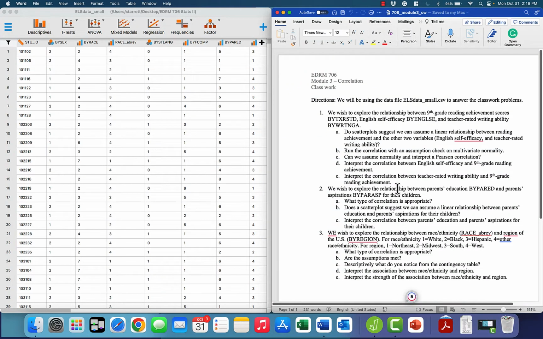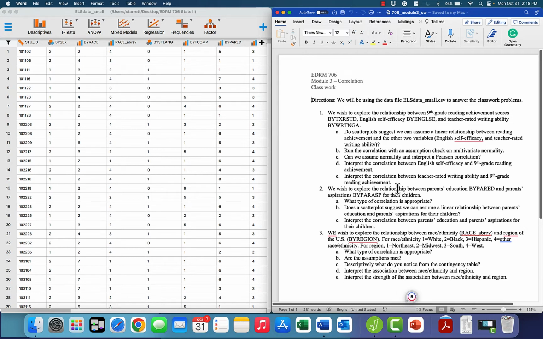Okay, let's work some classwork problems in trying to find appropriate correlation values for different types of data. For this classwork, we're going to work with the file ELS data_small, which I have open in JASP on the left. And let's just start with this first problem. We wish to explore the relationship between ninth grade reading achievement scores, English self-efficacy, and teacher-rated writing ability.